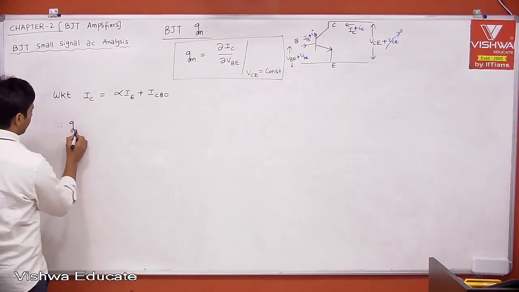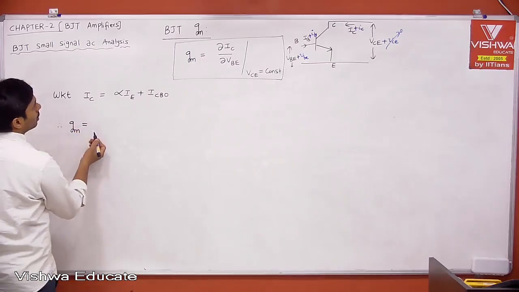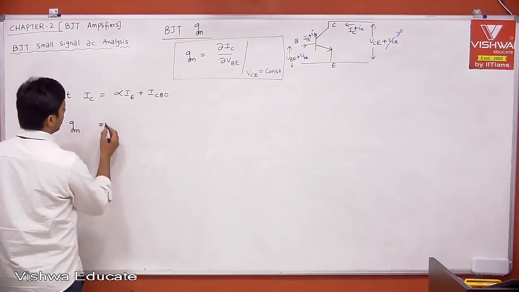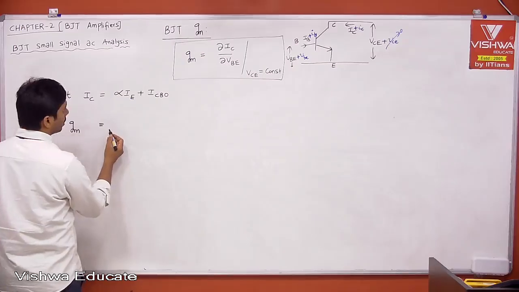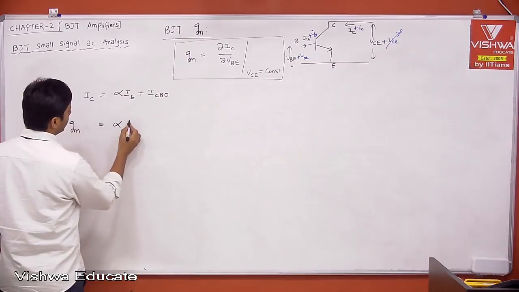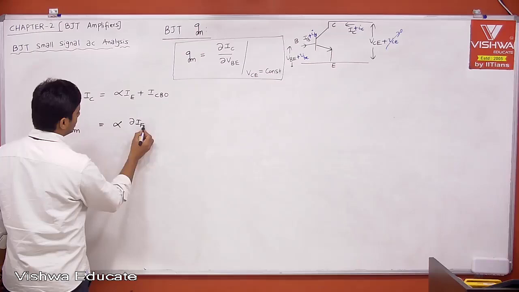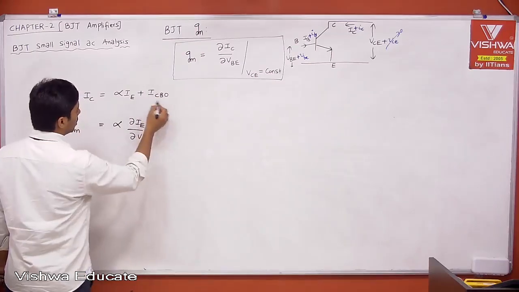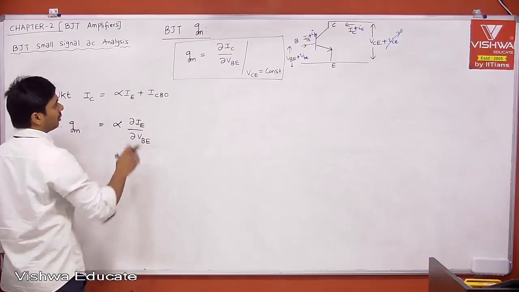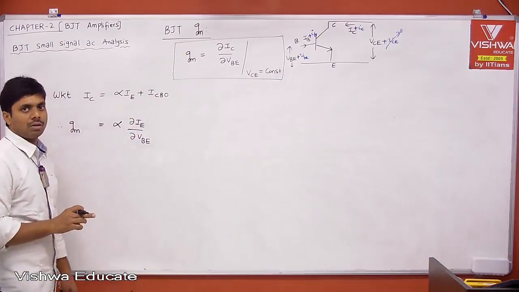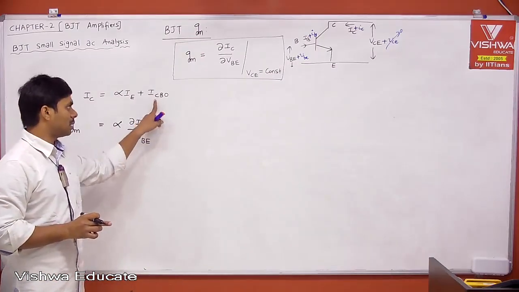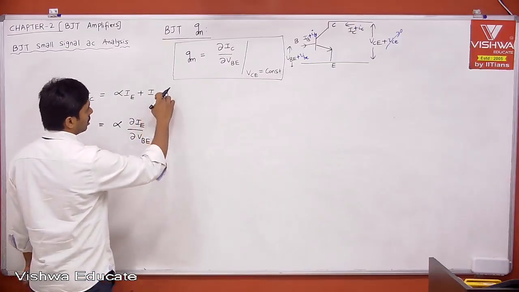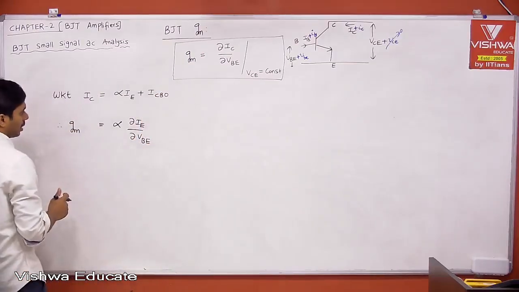Therefore, GM is equal to the change in IC with respect to VBE. When you differentiate this, what do you get? You get alpha into change in IE divided by change in VBE. But what is the change in ICBO with respect to VBE? With respect to VBE, your reverse saturation current is not controlled. Your reverse saturation current is controlled by temperature. Therefore, with respect to VBE, this is constant, this is 0.